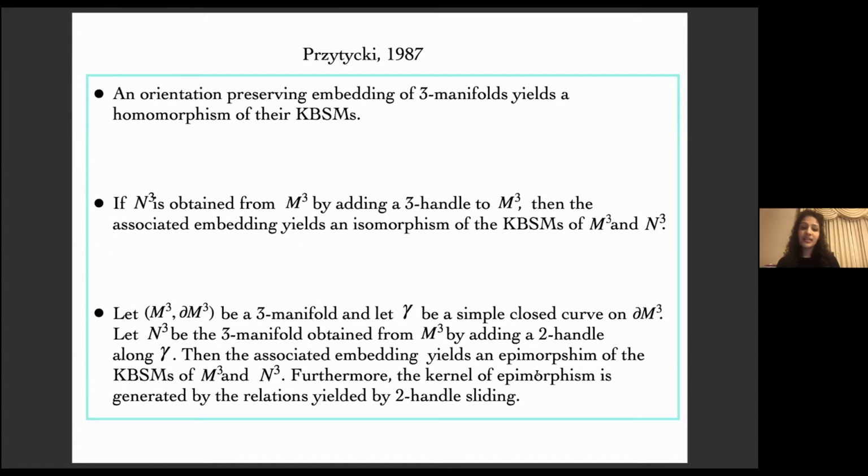So 3-handle addition gives rise to an isomorphism of the Kauffman bracket Skein modules, whereas 2-handle addition gives rise to an epimorphism of the Kauffman bracket Skein modules.